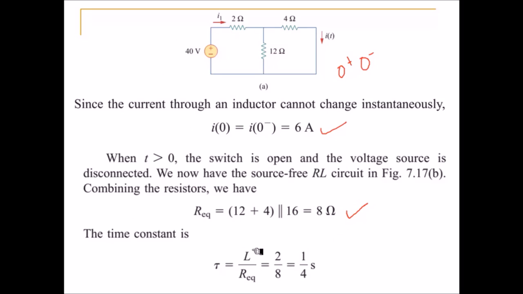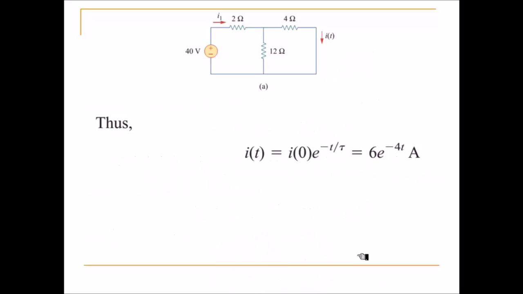Then you have only one inductor present in the circuit, with a value of 2 Henry. So find the time constant from L and R equivalent. The time constant is equal to 2 divided by R equivalent, so tau is 1 by 4 s. Substituting the value of tau into the inductor current equation, we have I of 0 equal to 6 amperes and tau equal to 1 by 4. Substituting, the inductor current is 6 e power minus 4t amperes.